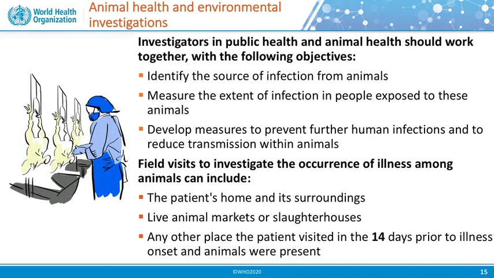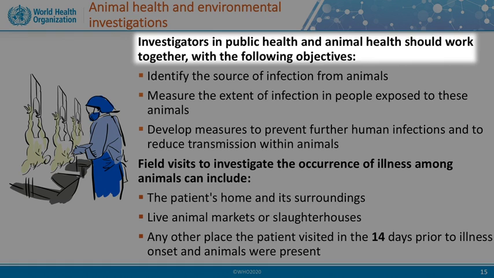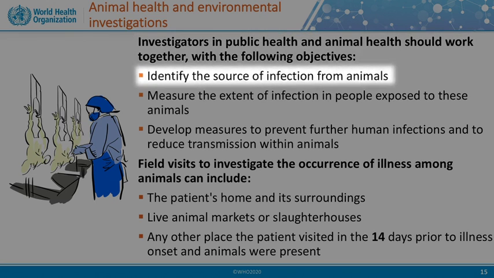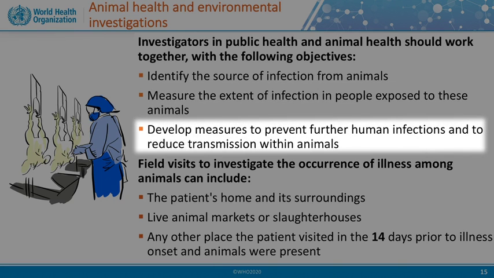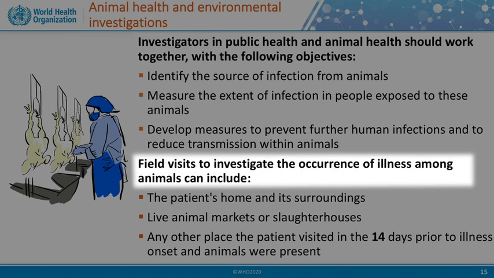Other important investigations for zoonotic pathogens, such as pathogens that move from animals to humans, are animal health and environmental investigations. Investigators in public health and animal health need to work together in a One Health approach with the following objectives: to identify the source of infection from the animals, to measure the extent of infection in people exposed to those animals, especially among live animal workers, and to develop measures to prevent further human infections. It's important that field visits are conducted so that you better understand how animals and humans come in contact with one another, and to look at potential human-to-human onward spread.